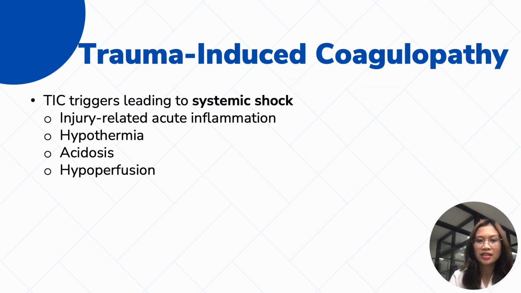The first on the list is trauma-induced coagulopathy or TIC. This is a condition wherein coagulopathy results from any form of trauma that could trigger systemic shock. These triggers include a combination of injury-related acute inflammation, hypothermia, acidosis, and poor distribution of blood to tissues associated with low blood pressure or hypoperfusion. Again, all these TIC triggers may possibly lead to systemic shock.